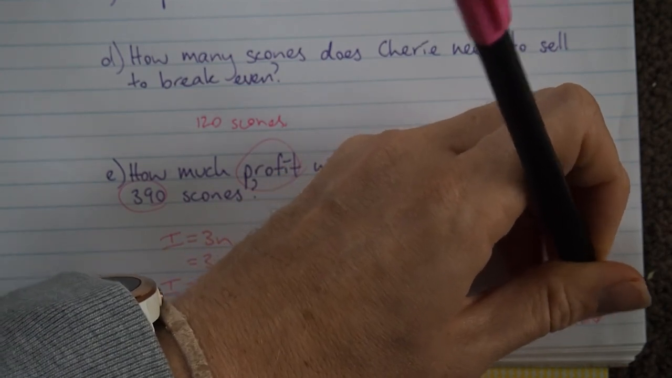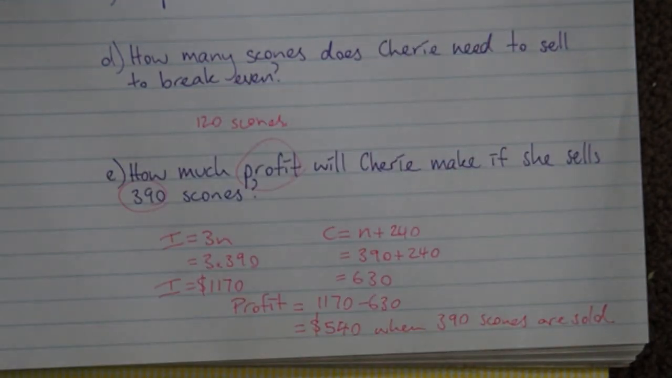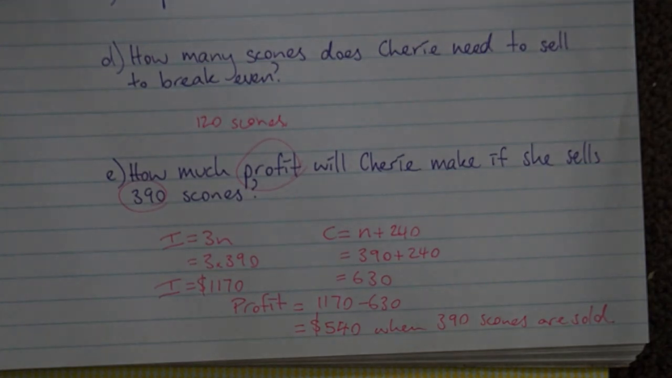Remember, when you're asked a question in words, it is really important to give your answer in words. Hopefully that's helpful. It breaks down some of the confusion around cost-income equations. Remember, it's super important. You need to form your two equations. You cannot solve these problems without having your two equations.